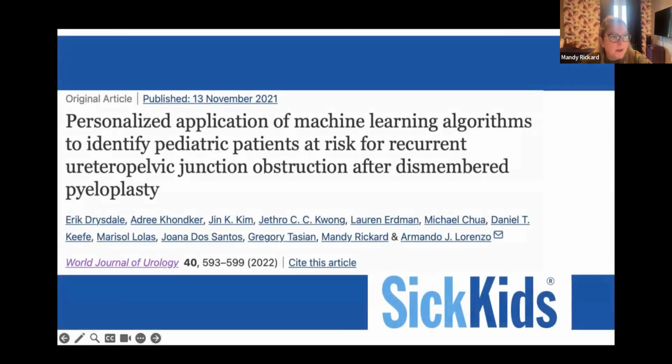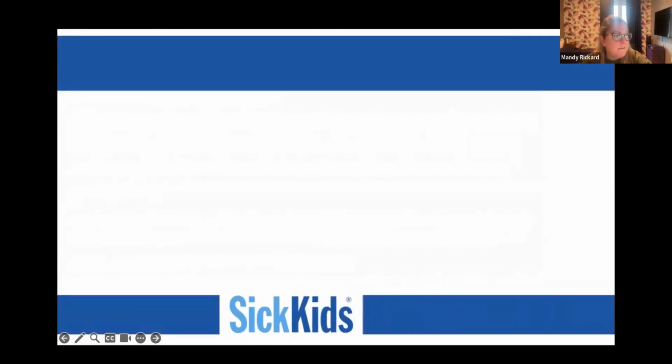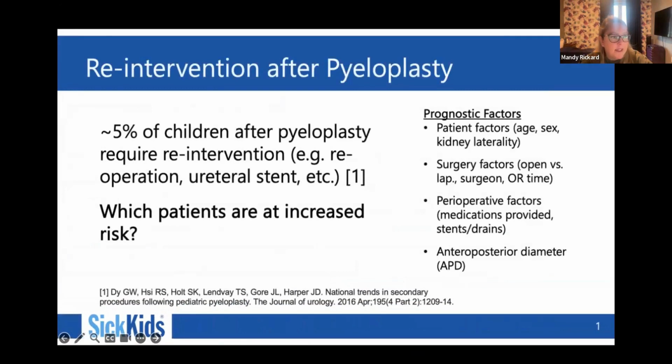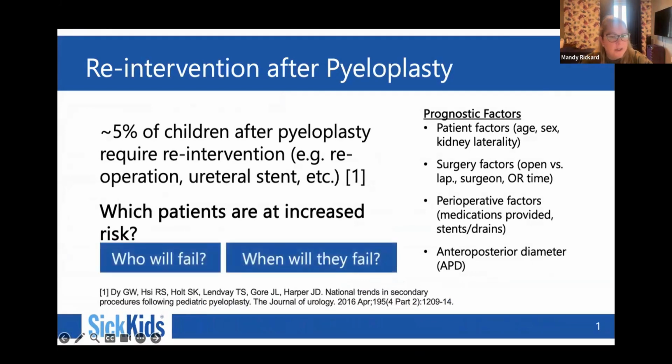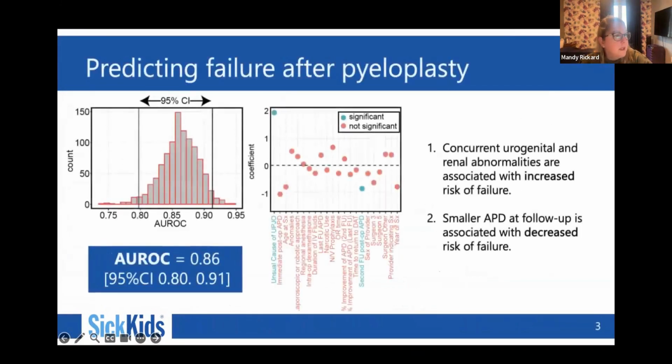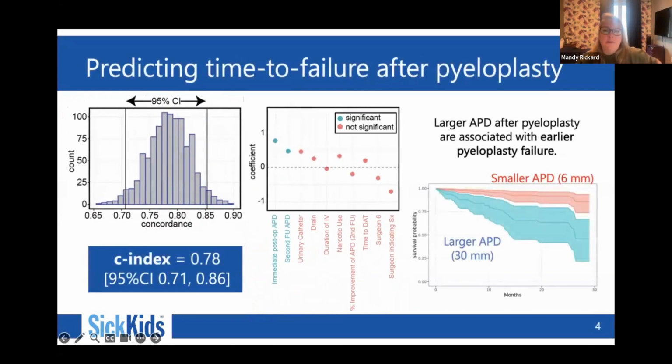So here's an example of a model that we developed to identify those at risk for recurrent obstruction after pyeloplasty. We know that about 5% of kids after pyeloplasty will require a redo surgery, and we wanted to know who will fail, but also when they're going to fail. In the data set that we used to build this model, 39 of 232 patients included in the survival model required a reintervention. Not surprisingly, we noted that larger APD at the second post-op ultrasound and anatomical variation like a duplex kidney or a horseshoe kidney were significant predictors of who would fail.